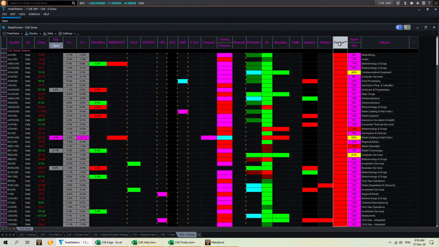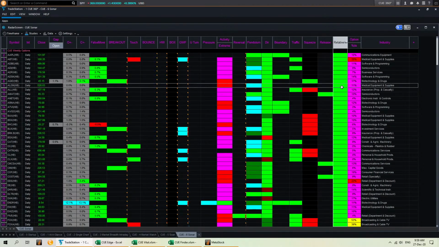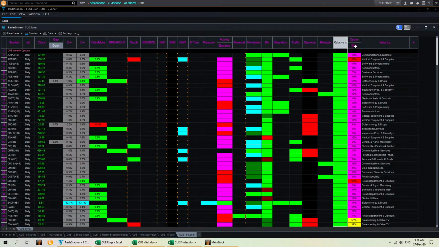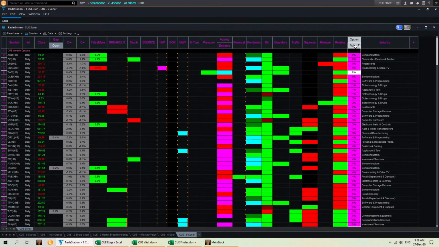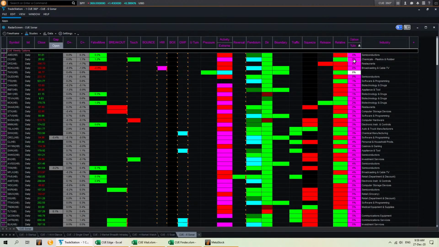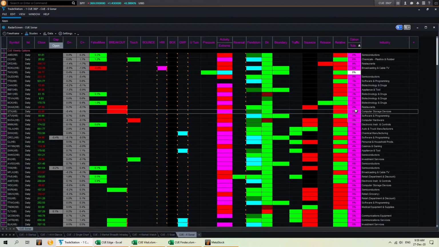Next column shows relative performance. Red color means the stock is relatively weak relative to the S&P 500, and green is relatively stronger relative to the market S&P 500. Next column is option percentile. It is using option data to show whether the option volatility is high or low, or option price is expensive or cheap. If the percentile is low, then it is safe to buy options by volatility.